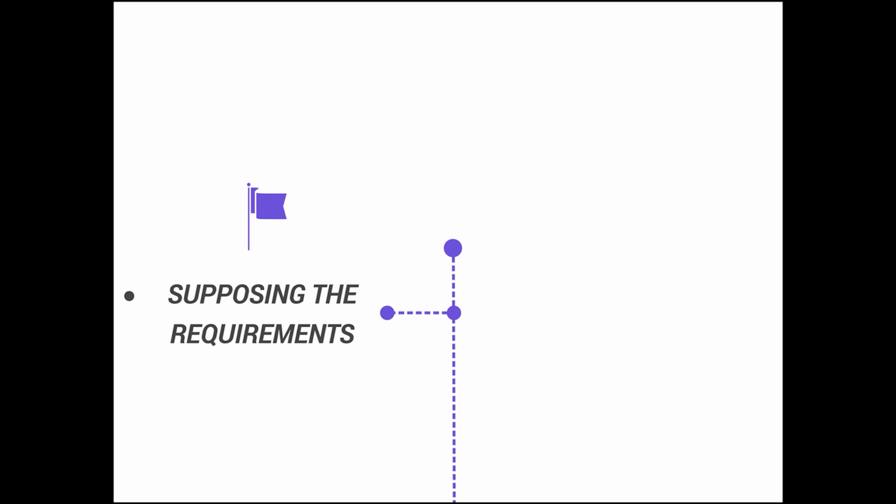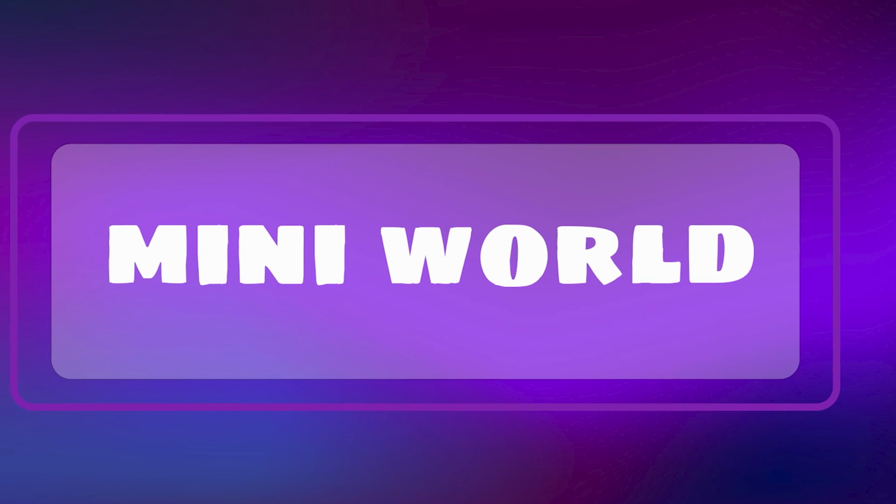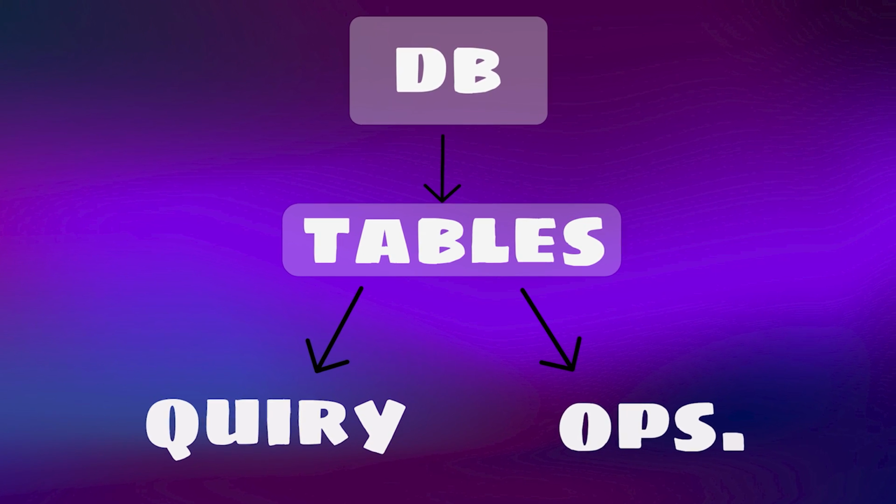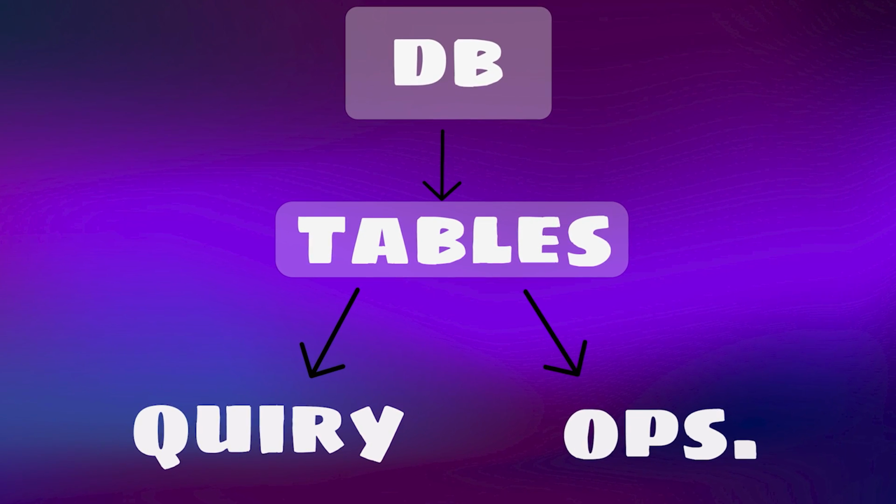So before assuming our requirements for the database, we should know that the bottom line of the database is that it carries data about a certain area, we call it a mini world. This data is in form of tables that we can do operations and queries on. So in our case, for an e-commerce database, we can assume these tables.